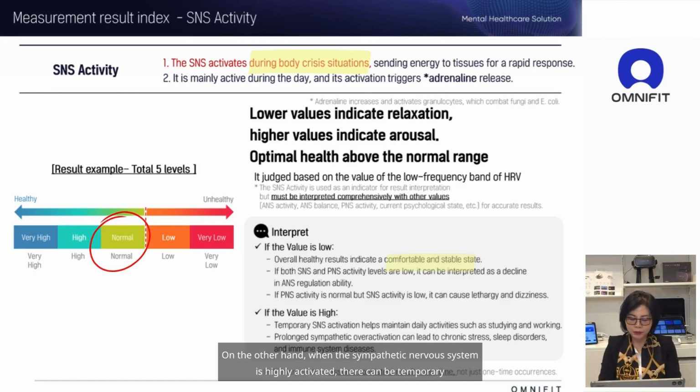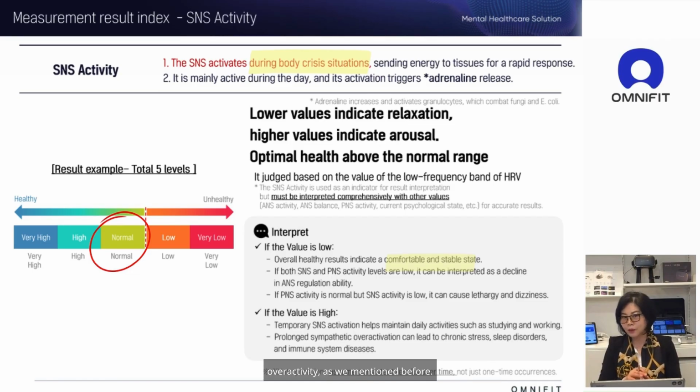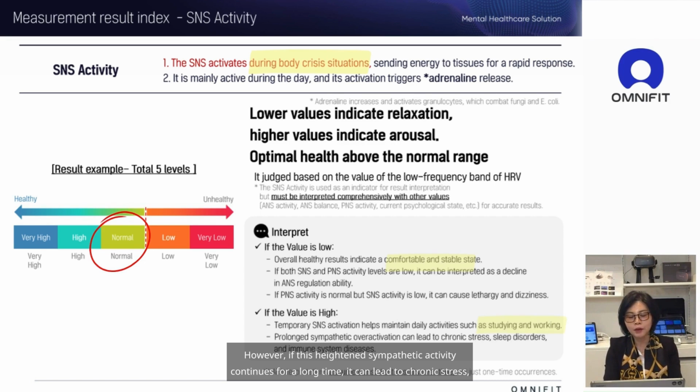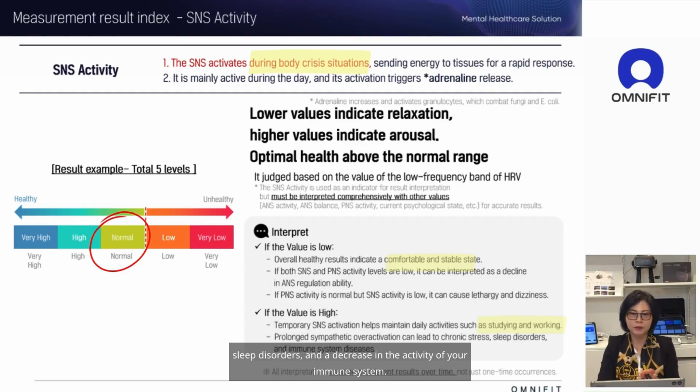On the other hand, when the sympathetic nervous system is highly activated, there can be temporary overactivity, as we mentioned before. When you have to take a test, or when someone suddenly gives you some bad or shocking news. In these situations, your sympathetic nervous system can become temporarily overactive. However, if this heightened sympathetic activity continues for a long time, it can lead to chronic stress, sleep disorders, and a decrease in the activity of your immune system.